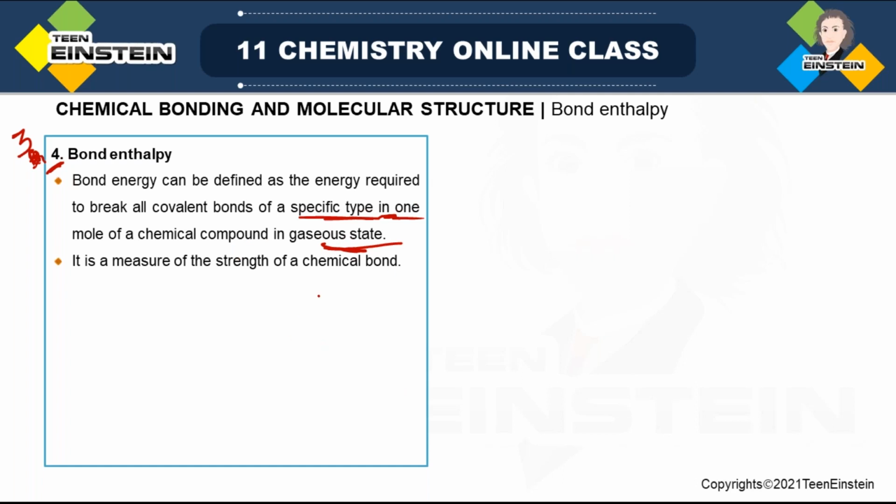Now it is a measure of strength of chemical bond. That means if bond enthalpy is very high, the strength of this chemical bond will also be very high.